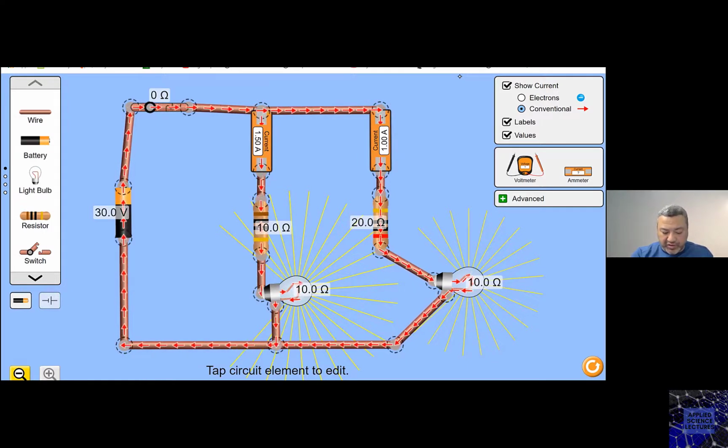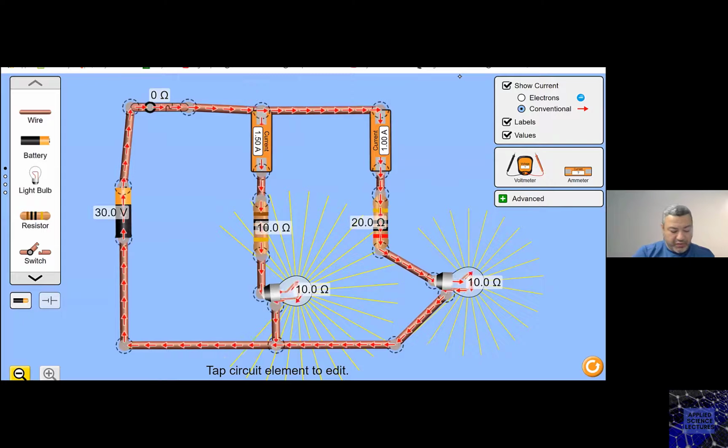Look how much is the current in the branch that has the 20 ohm: 1 ampere. Look at the current in the one that has the 10 ohm resistor: 1.5 ampere. So they're all linked together.